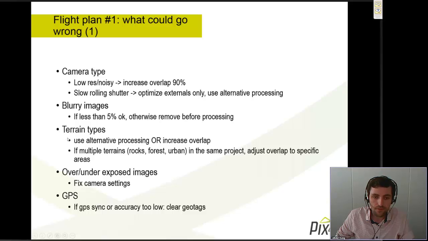Terrain types. As in the examples I showed before, if you have some very difficult terrain types, either to detect key points or to match, such as snow, fog, sand, or very repetitive patterns like farming fields, the first thing we would recommend is to use our alternative processing pipeline. It requires better geotags, but if you have good geotags, you can get much more reliable results even with difficult terrain.